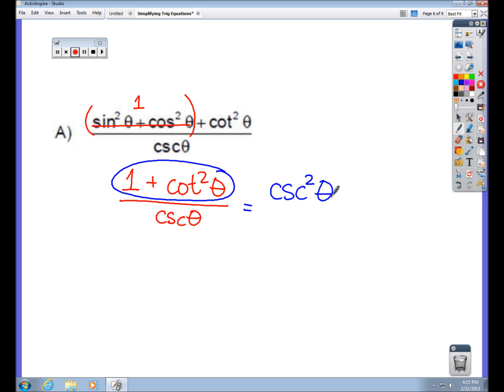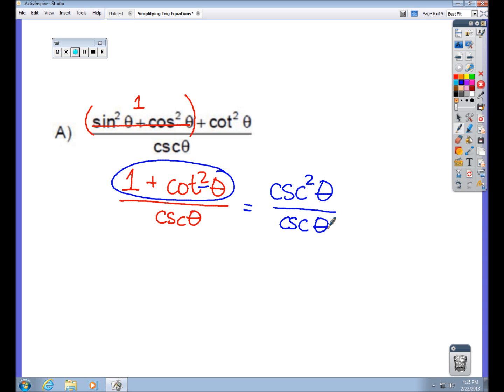How do you know to use Pythagorean identities? Well, if you have things that are squared, then that would be something you would check. If you don't have any squares in the problem, then you're not going to use Pythagorean. Okay, so now we have cosecant squared over cosecant.